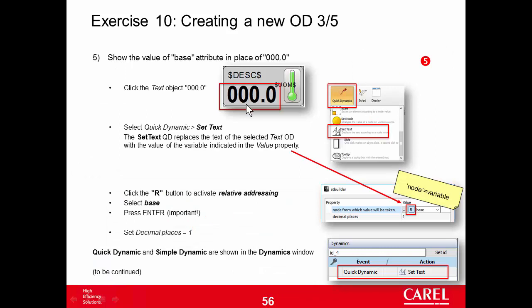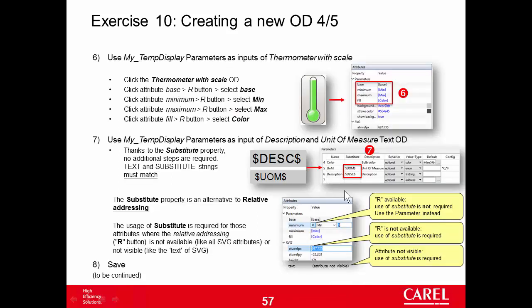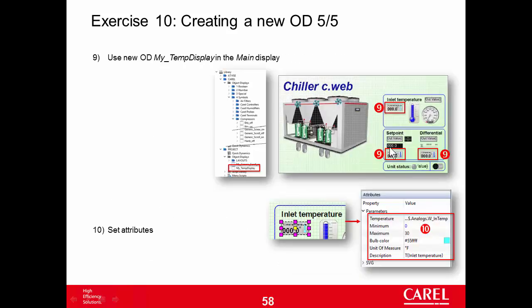And then we used a quick dynamic to replace the text of a text object with the value of a variable. And then we used as input of the thermometer object display the input of the parameter of this display. So base, min, max, and color. Nothing to do for the description and unit of measure, thanks to the substitute. And then we saved and used it in the main page. Okay, and it worked.